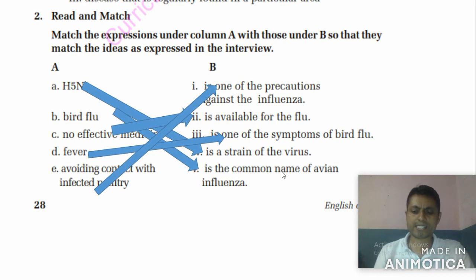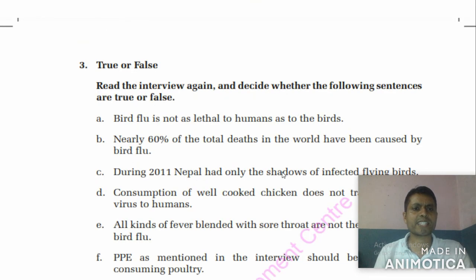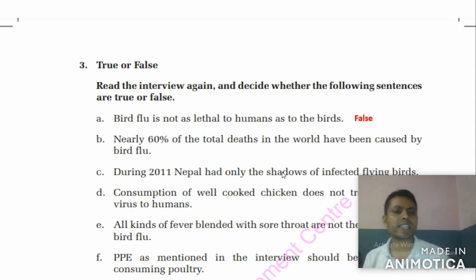Now let's go to the next slide, the true false exercise. Read the interview again and decide whether the following sentences are true or false. Now look here. Bird flu is not as lethal to humans as to the birds. What do you think? True or false? This is false. Nearly 60% of the total deaths in the world have been caused by bird flu. This is false.